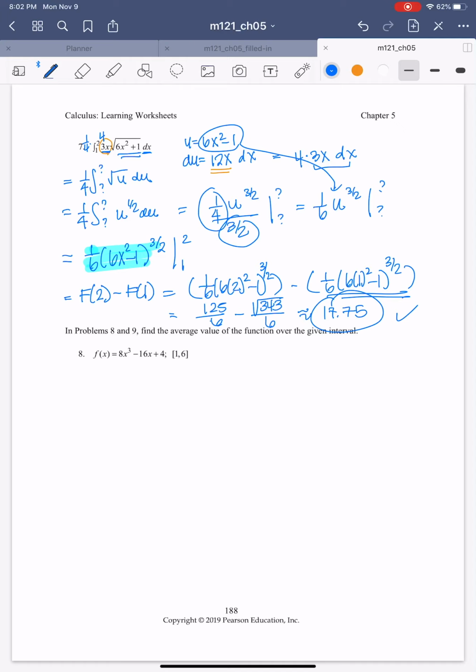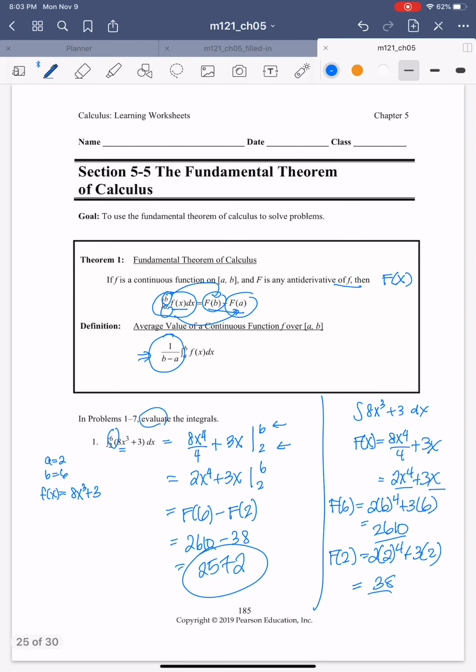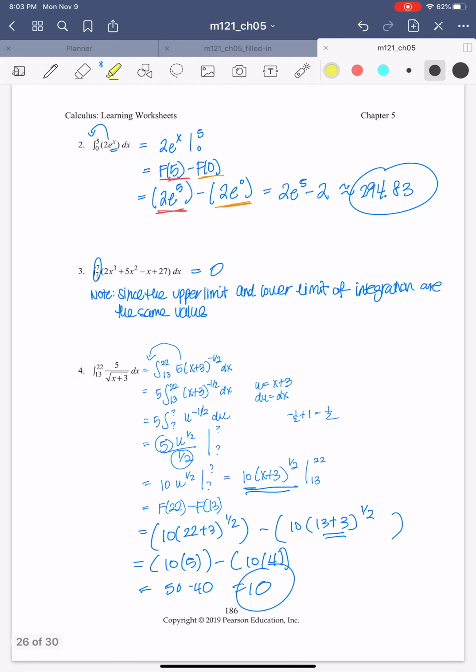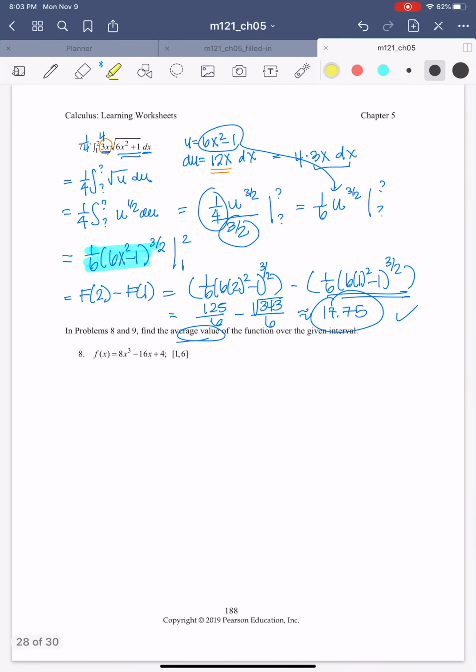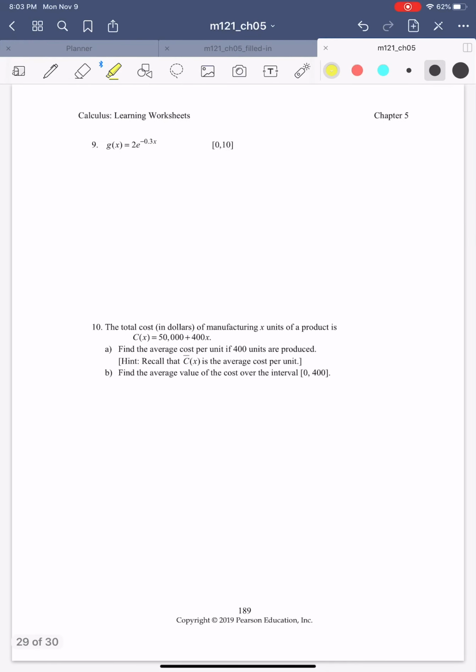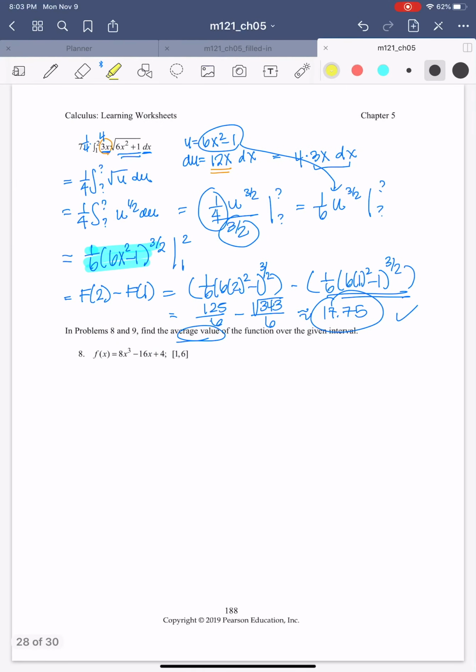All right, let's take a look at average value now. So average value, we are given this extra piece. We have to have 1/(b minus a) in front of the integral. So number 8, I will do it. Number 9, you get to practice. I'll still give you the answer for number 9, but we'll do number 8 together.